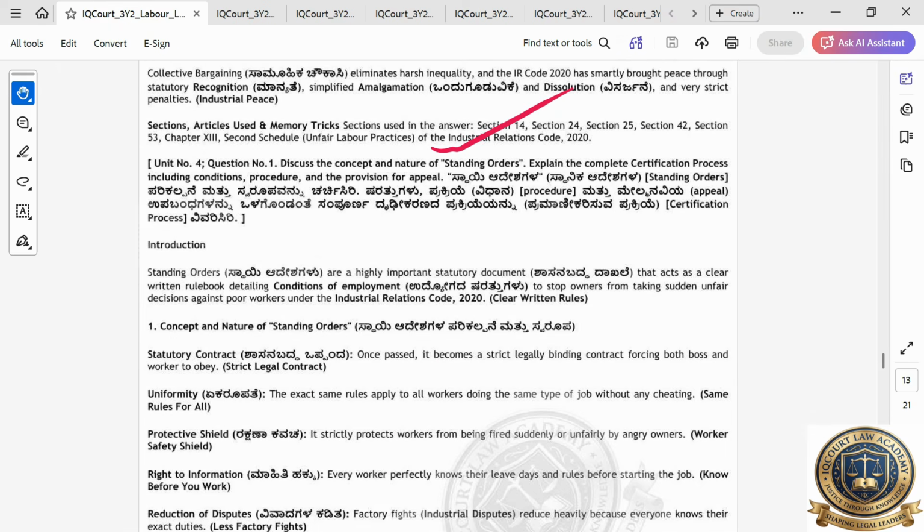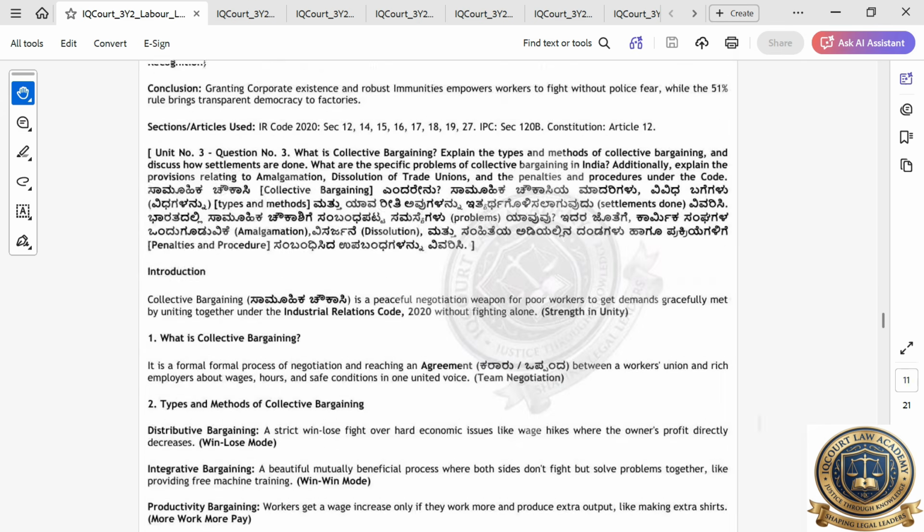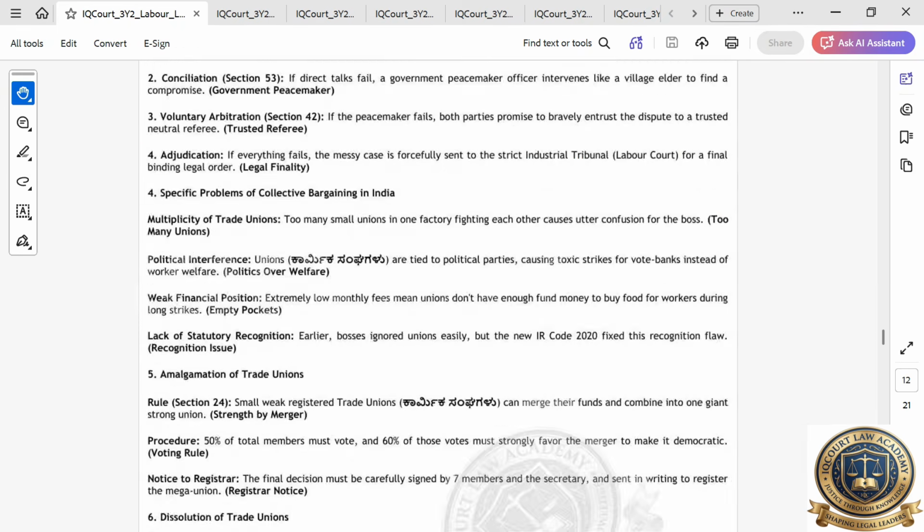Discuss the concept and nature of standing order. Fourth unit, we have already gone to the fourth. Only how many questions did we give? Only 3 questions in the third unit. Now we are in the fourth unit.